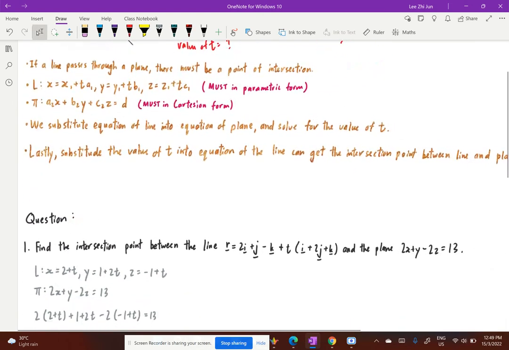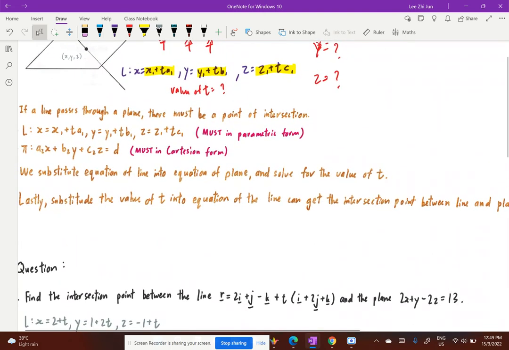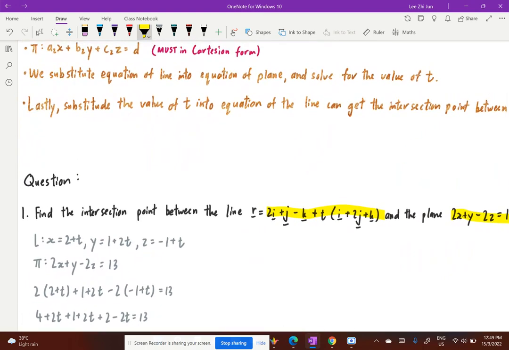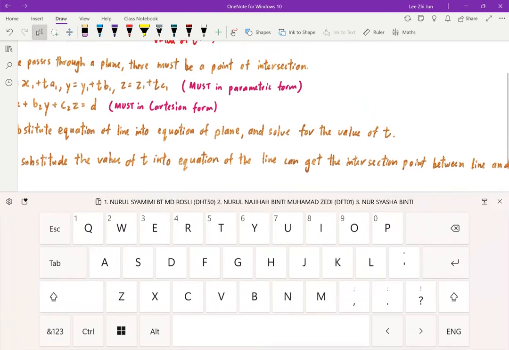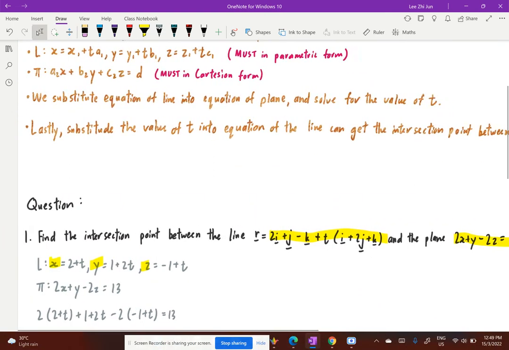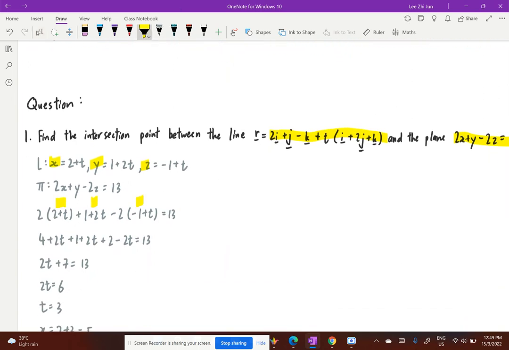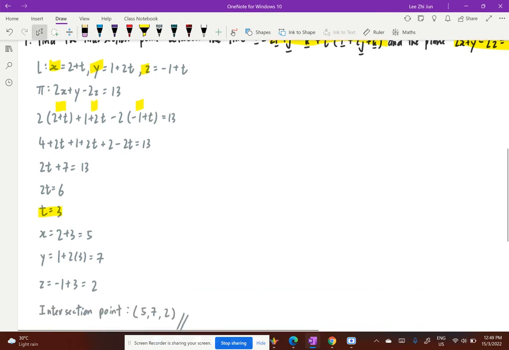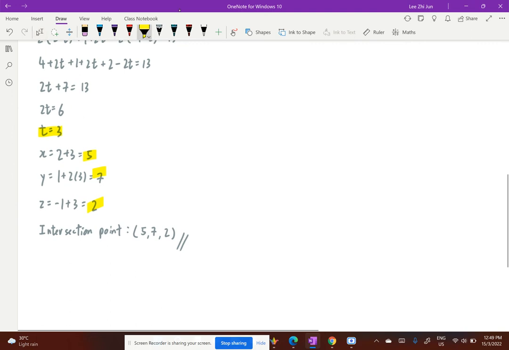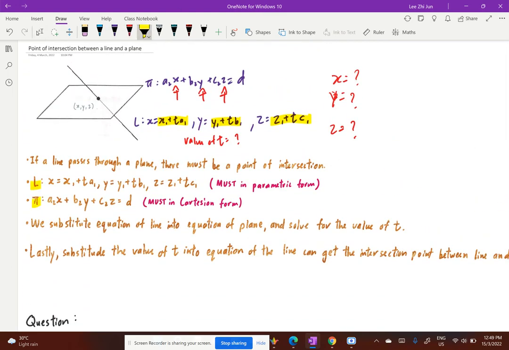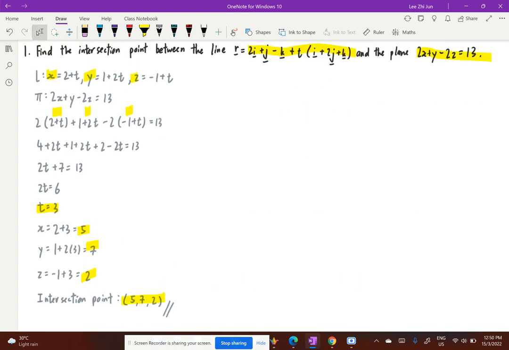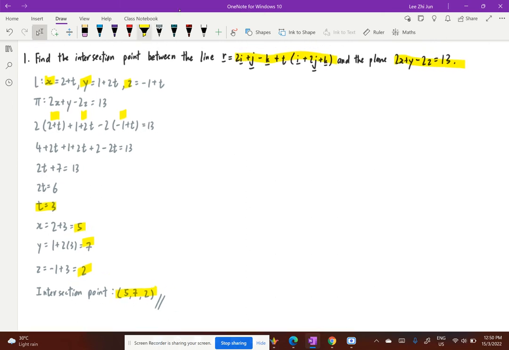Yeah, so let's go to the question. Find the intersection point between the line and this plane. Okay, so I write the line in parametric form, letting the x, y, and z come out. And pi is already in Cartesian form, so no need to write more. So I just sub the x, y, z, and I will get t equals 3. So I sub in: x equals 2 plus 3 equals 5, y equals 7, and z equals 2. So it's the intersection point, 5, 7, and 2. It's not anything special, except that you need to write the line and pi in parametric and Cartesian form. But the asking method is very direct, just like this.